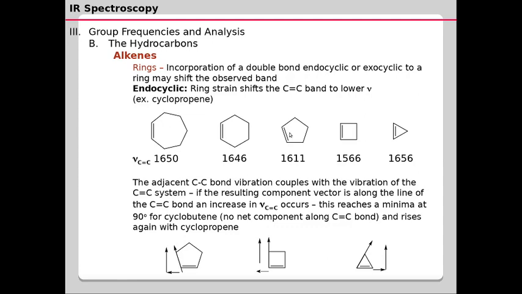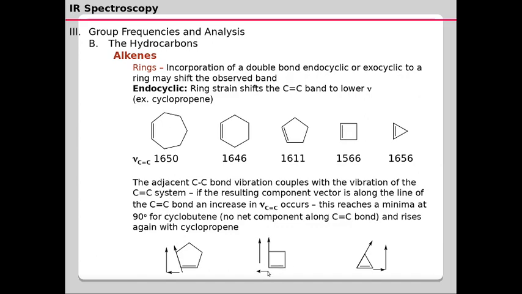And you shall see that this bond angle increases when we go from cyclopentene to cyclohexene and up to cycloheptene. So this coupling of one of the vibrational components of the carbon-carbon single bond with the carbon-carbon double bond increases as we go from a smaller ring all the way up to higher ring systems. So you can see a slight increase in the carbon-carbon double bond frequency when we go from cyclopentene up to cycloheptene.